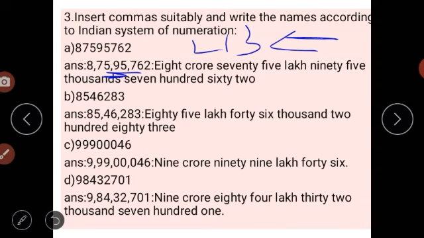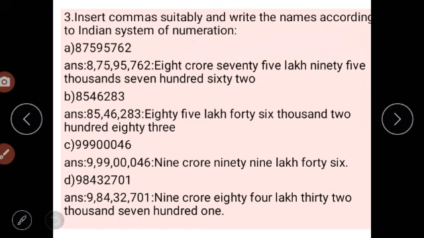Next, what number is remaining there? 8 is remaining there. So here we can see that the first comma we are using to show the value for thousands, the second comma we are using to show the value for lakhs, and the last comma, the third comma, is for showing the value for crores. So here our value is nothing but 8 crores 75 lakhs 95,762. So by using this simple trick we can easily find our number.